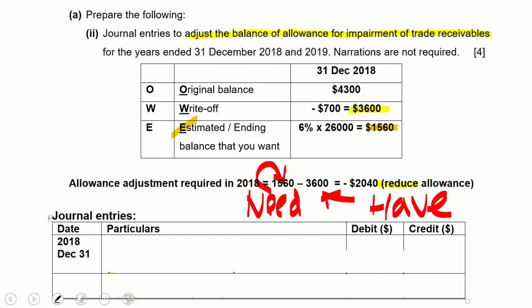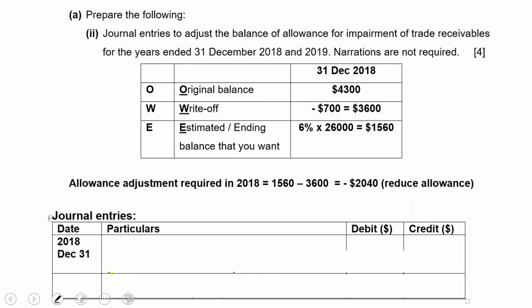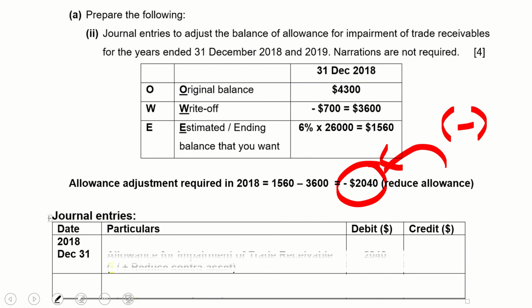Because I don't need so much, I need to reduce my allowance now. How do I reduce my allowance? I should take allowance minus. All right, minus what? Minus this amount. Your allowance should reduce by this amount so that my allowance will go from 3,006 and become $1,560. So the first entry I write is allowance minus, reduce 2040.